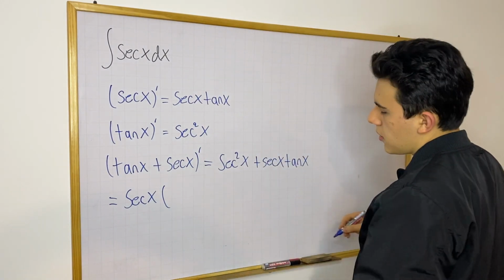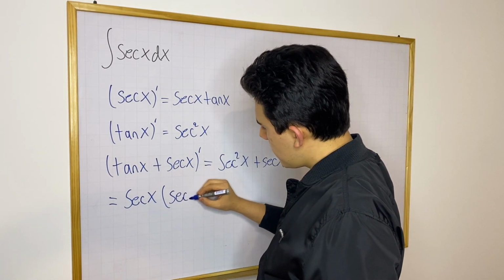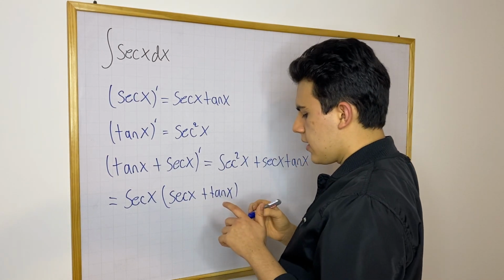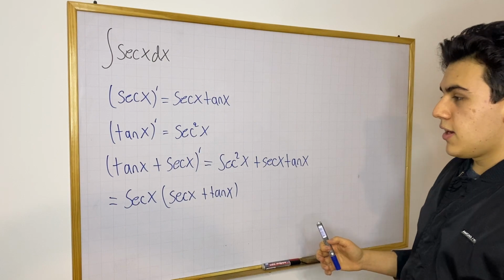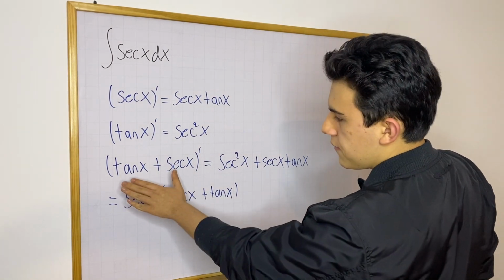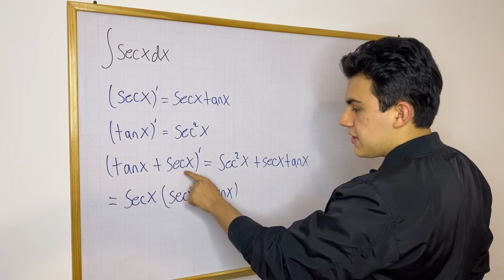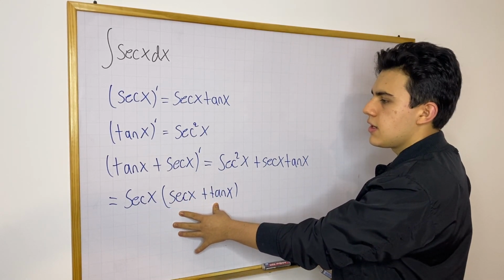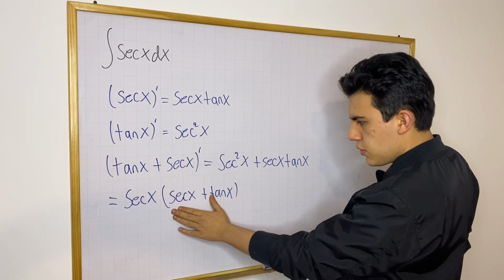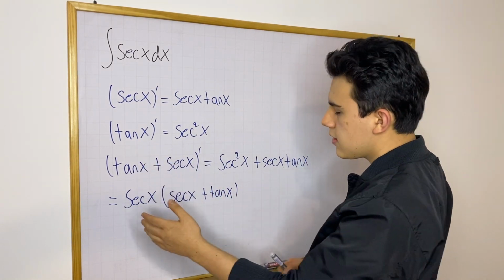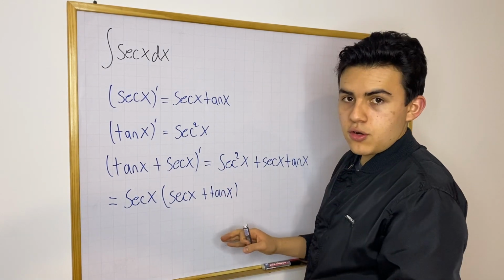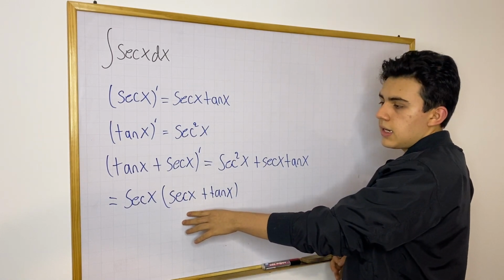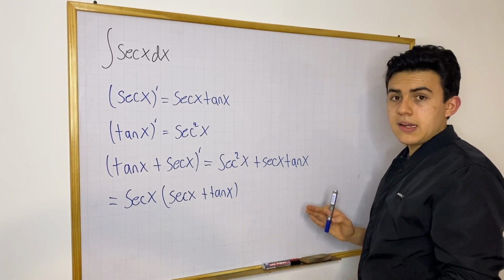And then we're going to have secant x plus tangent x. Now, you may wonder, why did I factor out? There is something very nice here. Notice that over here we have that the derivative of tangent x plus secant x is equal to secant x times secant x plus tangent x. Do you see the resemblance between secant x plus tangent x and tangent x plus secant x? These are the exact same term. In this case, on the left-hand side, we're differentiating, and on the right-hand side, we just have the plain expression.